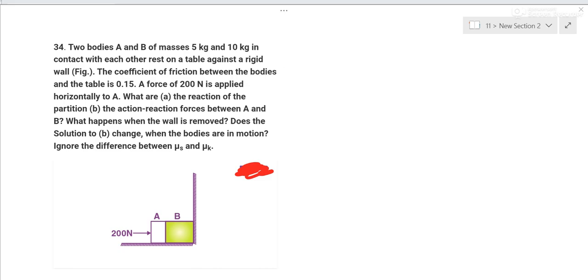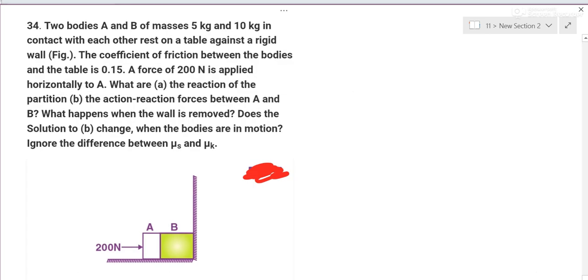Let's see this question. In this question, there are two bodies, 5 kg and 10 kg. You can see this is 5, this is 10. Coefficient of friction is given. Coefficient of friction, that is mu, is given as 0.15. This is the applied force. Force applied is 200 Newton. What is the reaction of the partition?